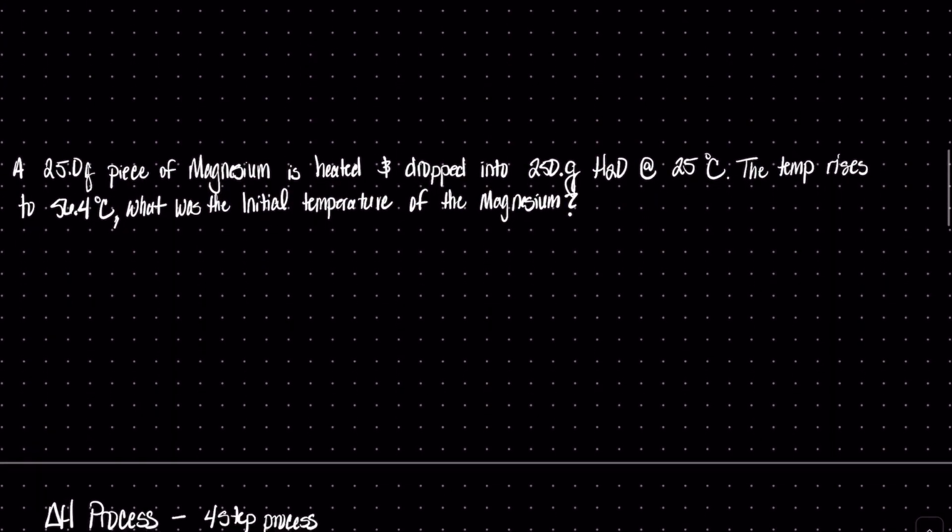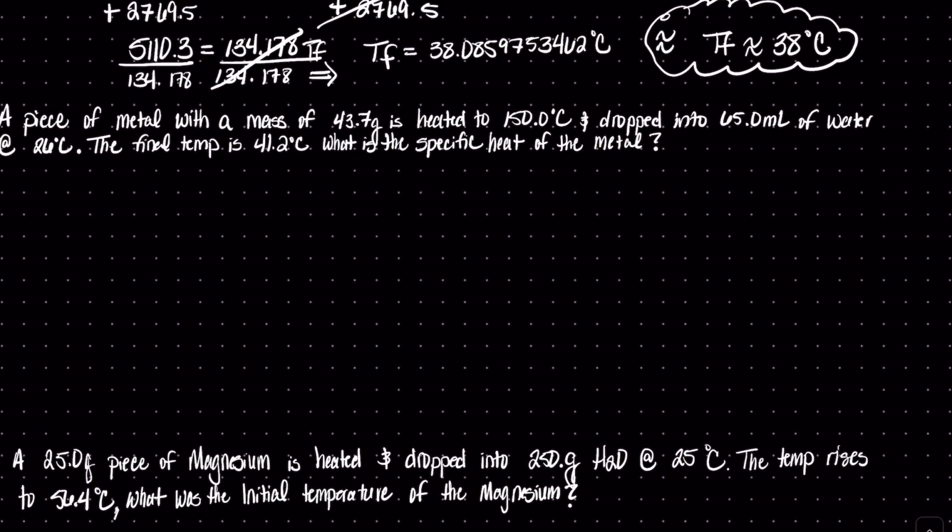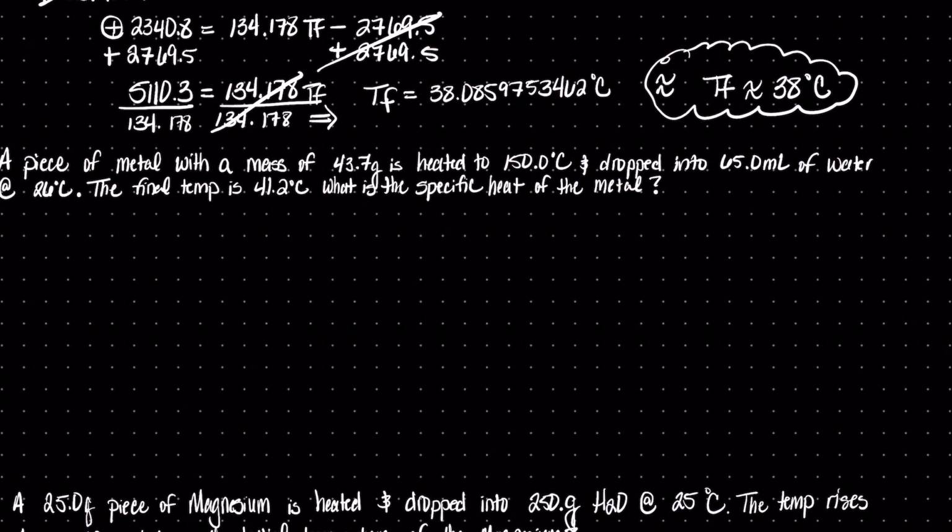Here, we're going to have a similar situation where we have a piece of metal of mass 43.7 grams heated to 150.0 degrees Celsius and dropped into 65 mL of water that's already sitting at 26 degrees Celsius. The final temperature is given to us at 41.2 degrees centigrade. What is the specific heat of the metal? So I've just been asked for a different variable. The process is the exact same. So give it a pause, give it a try.